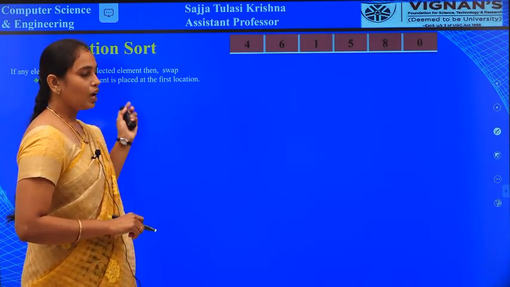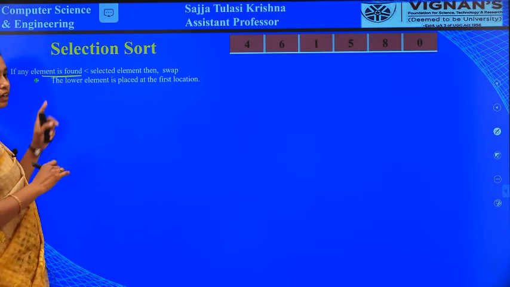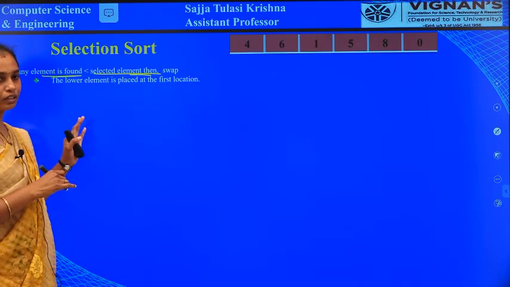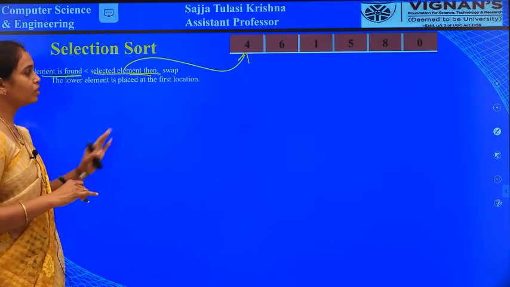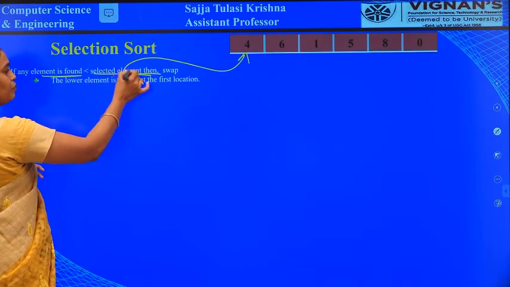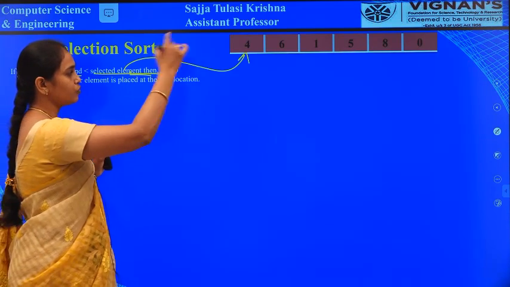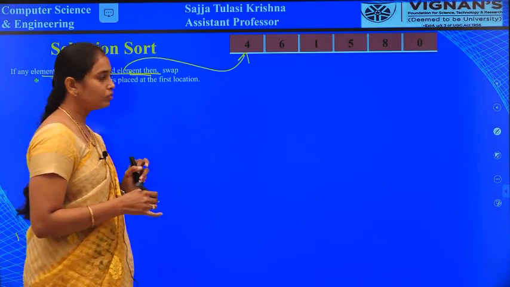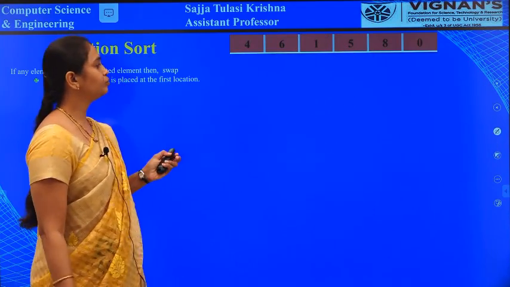See how selection sort will happen. One element is selected, then we find an element that is less than the selected element. We have to select the first element. Suppose the first element is the selected element for me. If that element is greater than any other element, swap. If not, it is placed in its position. Okay, so now see how it will operate.